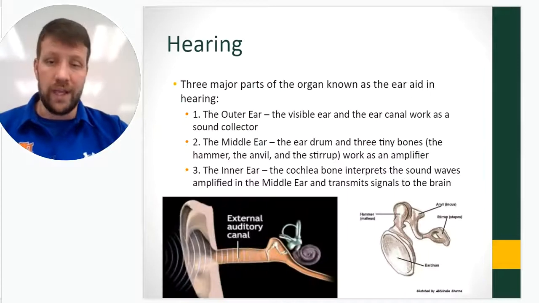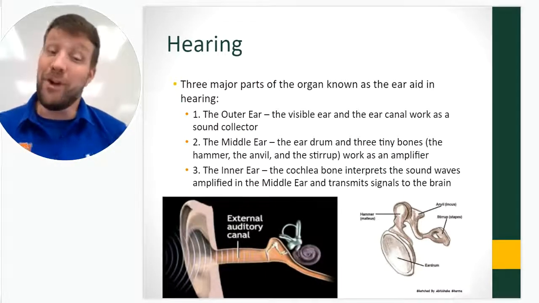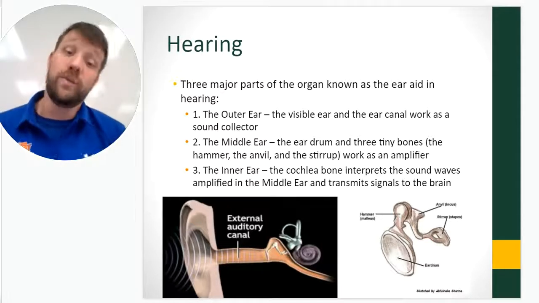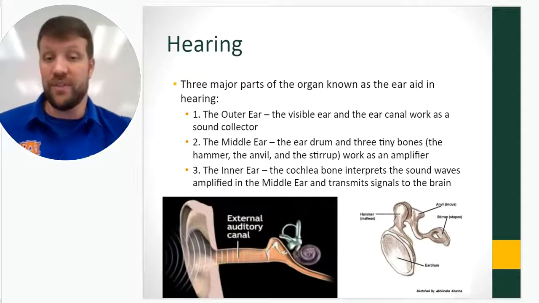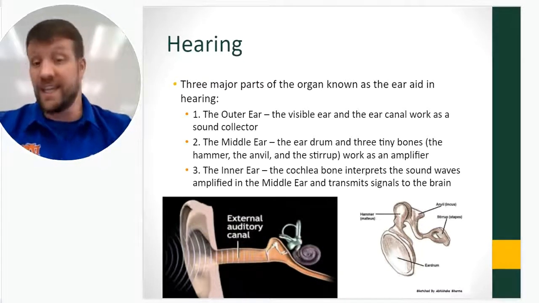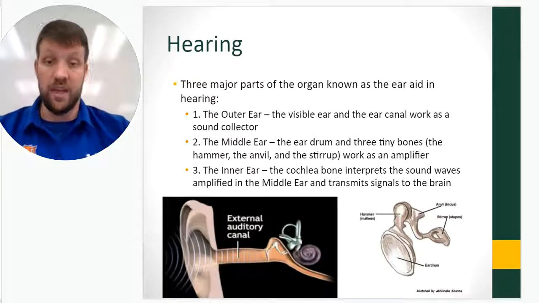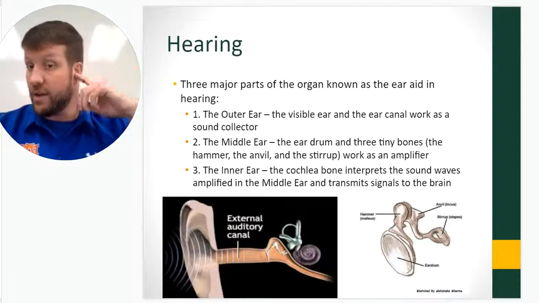Now, we have to talk real quick about a quick biology topic here. There are some parts to the human ear that allow you to hear things. Now, there's a physics explanation as to how those work, and that's why we're going to talk about this. There are three major parts to the organ known as the ear: the outer ear, the middle ear, and the inner ear. And the outer is what's visible in the ear canal, and these just collect sound.